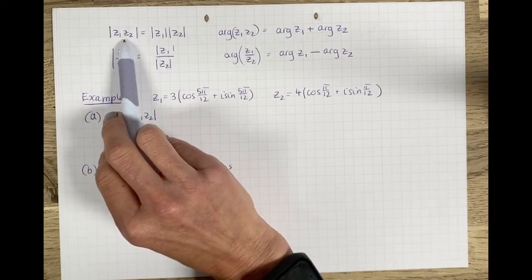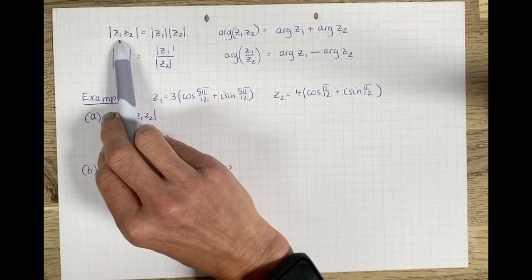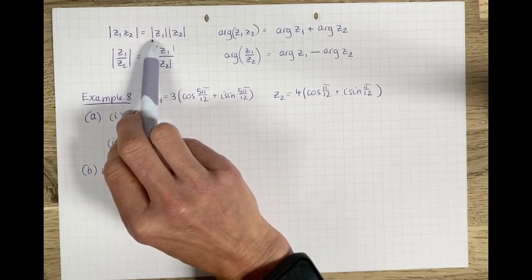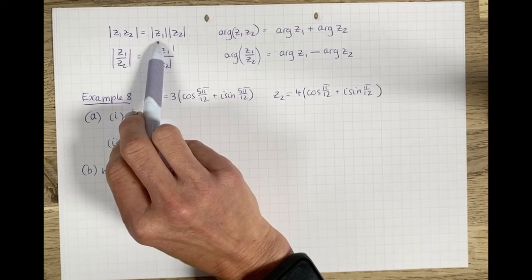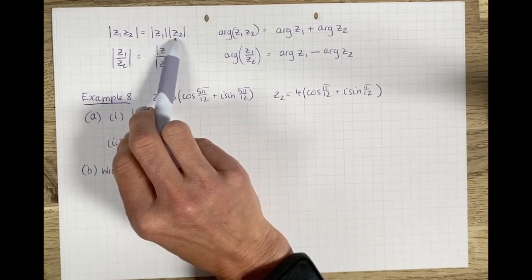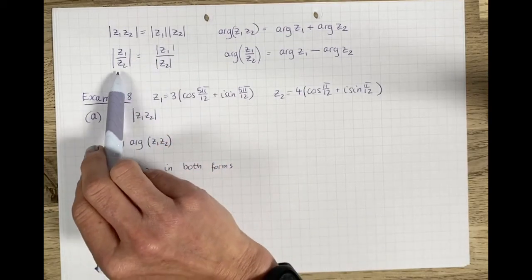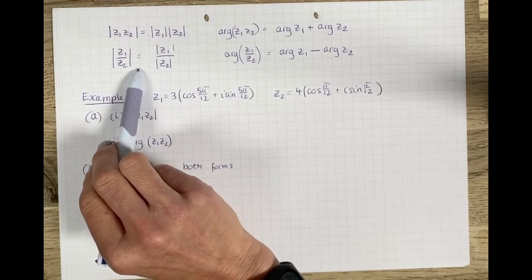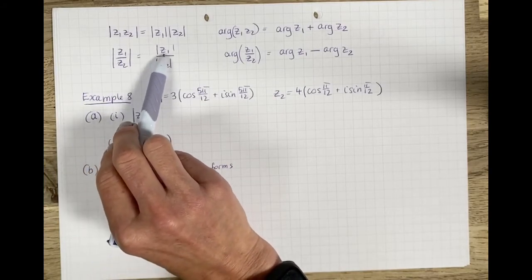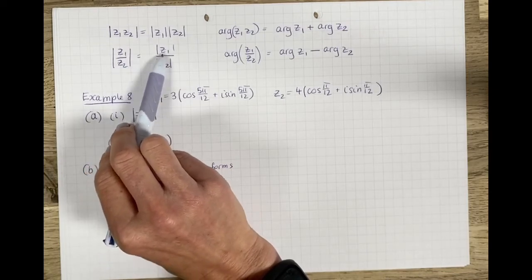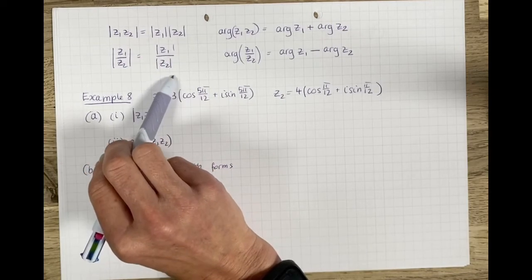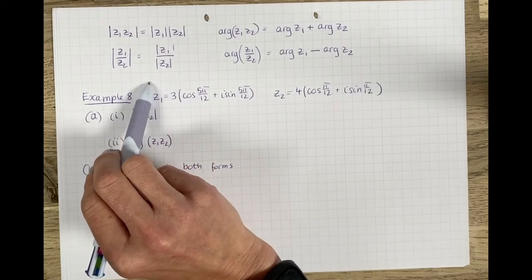Now, the length of that complex number, or the modulus of that complex number, you could obtain really quickly by multiplying the individual moduli of z1 and z2. Similarly, when you divide, rather than working out what z1 over z2 is, find the modulus of z1, find the modulus of z2, then divide one by the other.